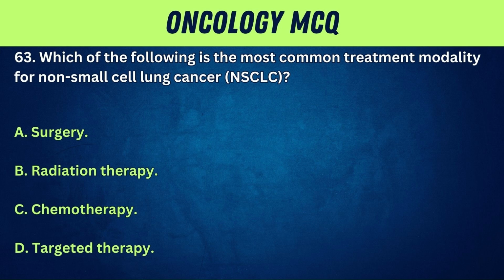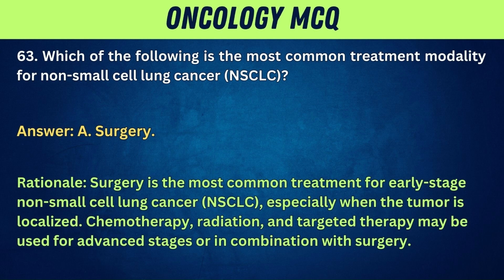63. Which of the following is the most common treatment modality for non-small cell lung cancer, NSCLC? A. Surgery. B. Radiation therapy. C. Chemotherapy. D. Targeted therapy. Answer: A. Surgery. Rationale: surgery is the most common treatment for early-stage non-small cell lung cancer, NSCLC, especially when the tumor is localized. Chemotherapy, radiation, and targeted therapy may be used for advanced stages or in combination with surgery.